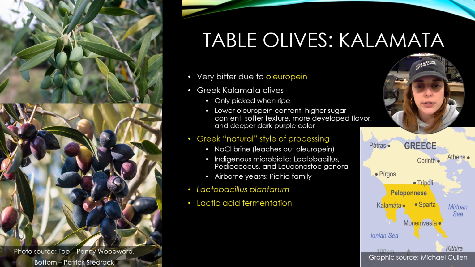So all olives contain a very bitter compound called oleuropein, and this just makes them too bitter to eat raw, so they have to be processed. One style of processing is the Greek or natural style, and that includes putting the olives inside of a sodium brine, which will leach out that bitter compound. And then it also uses the indigenous microbiota, and there are many, to facilitate lactic acid fermentation. And so today we're going to focus on Lactobacillus plantarum in that process.